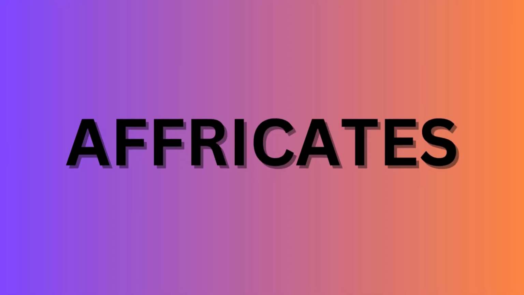Now, affricates. Affricates are a combination of stops and fricatives. They begin with a complete blockage of airflow, like stops, but release into a fricative. Examples: ch as in chocolate, or j as in judge. It's a combination of d sound and r sound. D and r. Ch is a combination of t and sh sound.